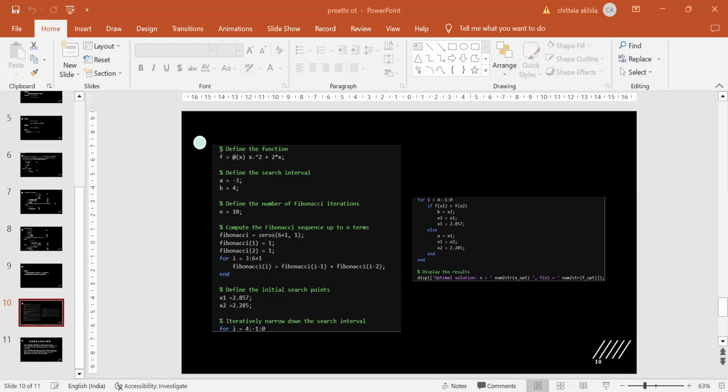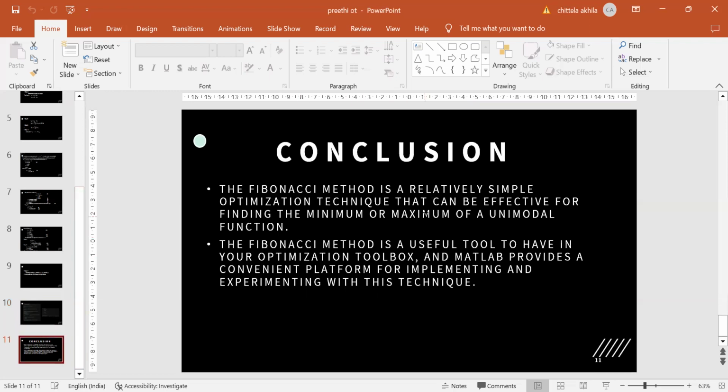Here I am taking 2, 3 function values, and then I am finding the output of the functions. So this is a graph model, and this is the way in the XY plot. This is my code and explanation, and this is the conclusion from the Fibonacci method: to have in an optimization toolbox, and MATLAB provides a convenient platform for implementing this technique. Thank you.